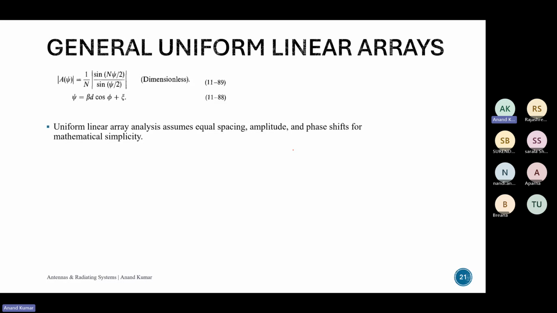Some concluding points. Up till now, we were looking at uniform linear array analysis, assuming equal spacing, equal amplitude, and phase shifts for mathematical simplicity. You could always have unequal spacing. We did see an example of tapering the current distribution, the amplitude of the currents in the different array elements. And we did see some variation in the phase shift. For example, if the phase shift is 0, we have broadside radiation. If we have a certain phase shift, we have end fire.